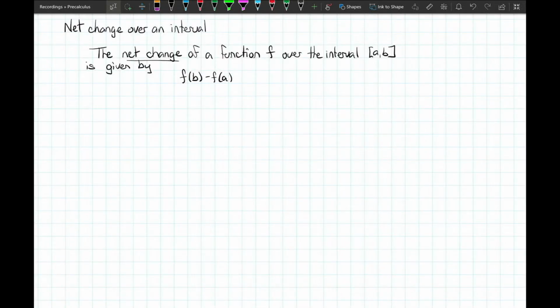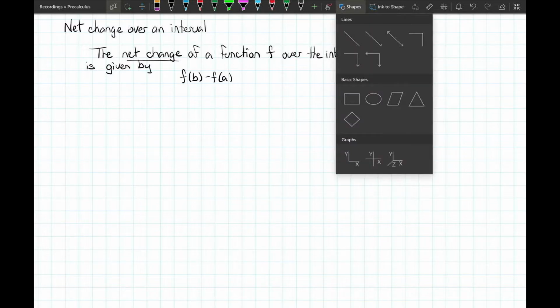The net change of a function f over a closed interval from a to b is simply given by f(b) minus f(a). And remember, the function evaluated at b is what we would treat as the y-coordinate, and the function evaluated at a would also be the y-coordinate. So we're really subtracting the vertical positions of a function on a graph over a horizontal interval. So let's take a look at a picture.